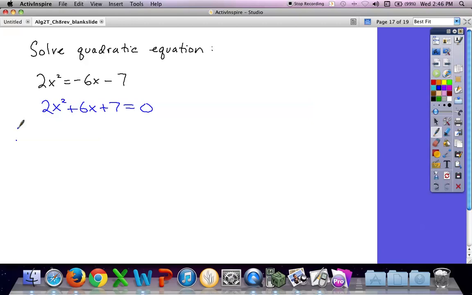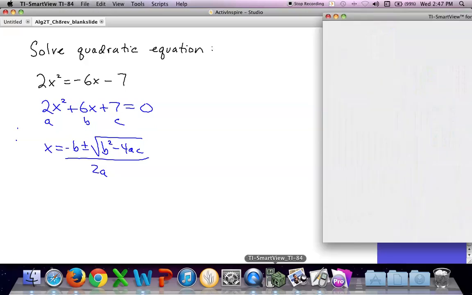If I'm going to use the quadratic formula here, the formula is this, right? X equals negative b plus or minus the square root of b squared minus 4ac, divided by 2a. What are the values of a, b, and c? Remember, the a, b, and c don't include the x's. It's just the coefficients, right? 2, 6, and 7. Okay.